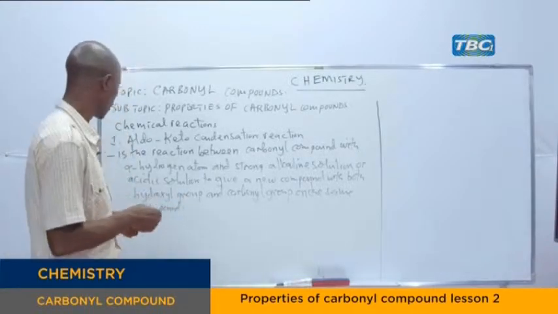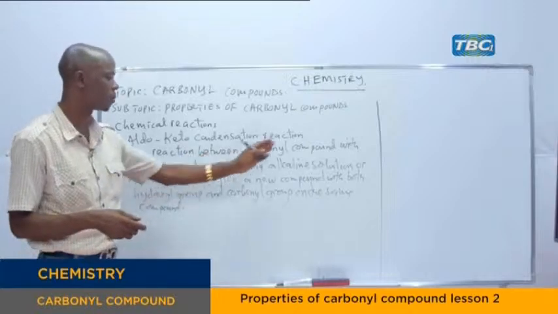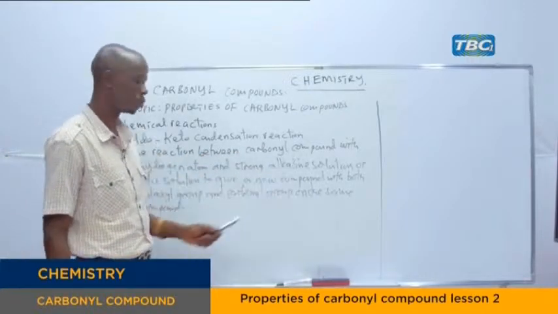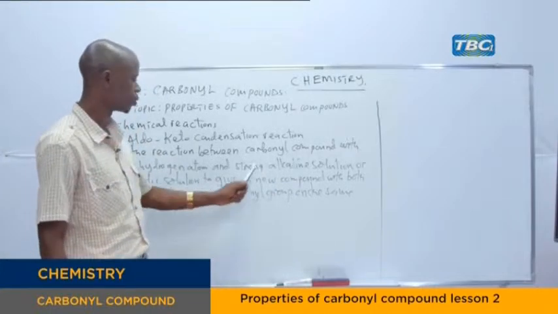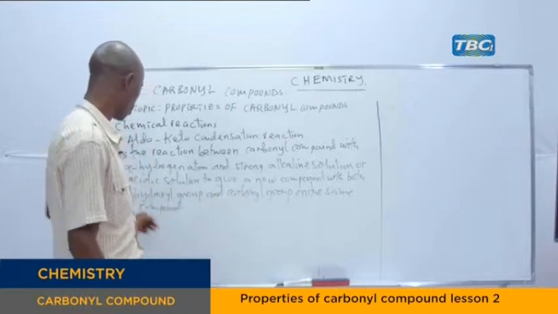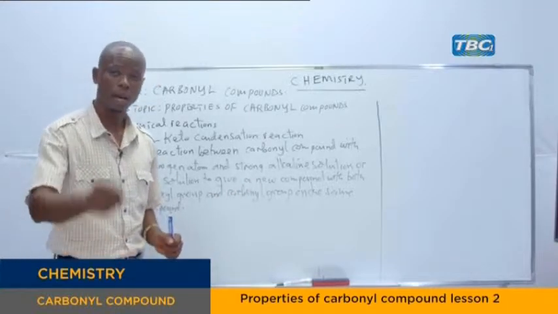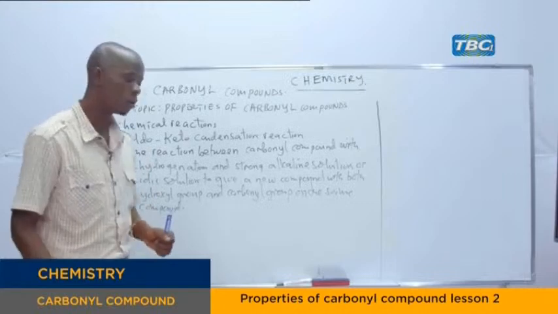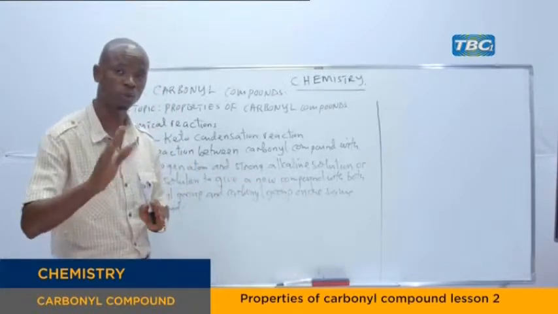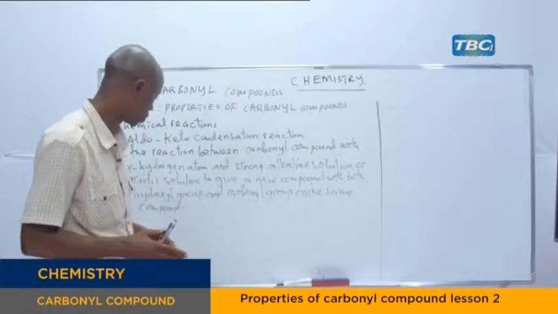So this is the definition. It is the reaction between carbonyl compounds with alpha hydrogen atom and a strong alkaline solution or acidic solution to give a new compound with both hydroxyl group and a carbonyl group on the same compound. But today's presentation will be based on the presence of strong alkaline solution only. So we're not going to deal with the acidic solution.